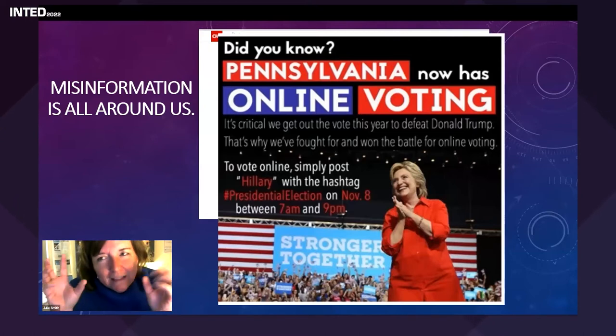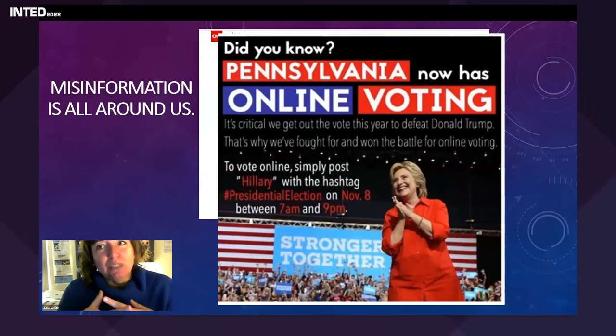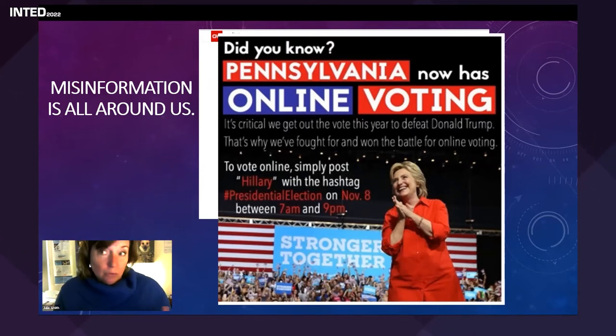And one of the other reasons that misinformation is such a big deal now is that we don't trust our mainstream media sources the way that we used to.